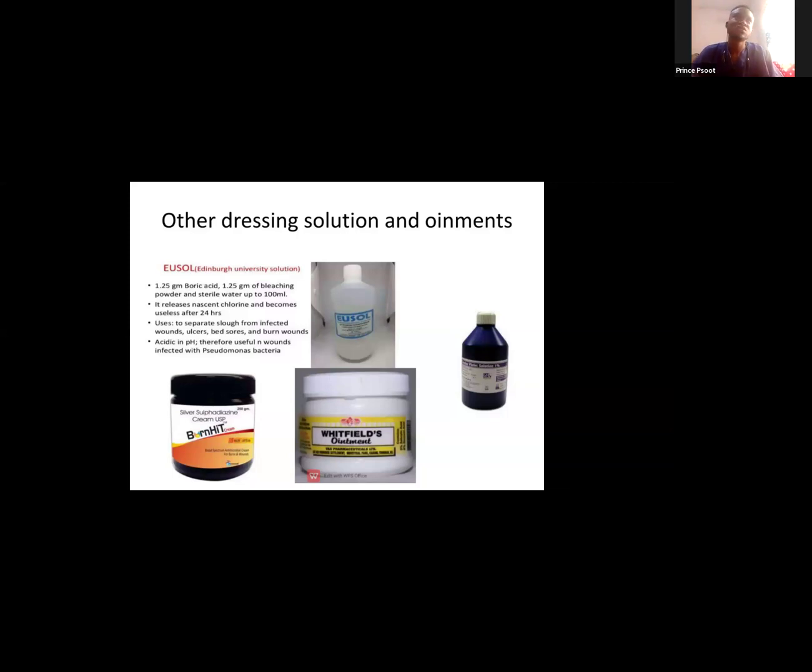Do you know what sloughs are? When those sloughs are in an injury, the injury will not heal up fast. It is acidic in pH. That is, all these contents are acidic in pH. pH means potential hydrogen, that's the acidity. So therefore they are used in wounds infected with Pseudomonas bacteria.